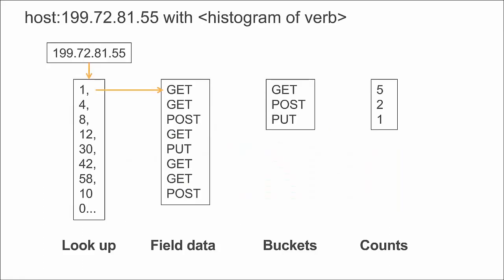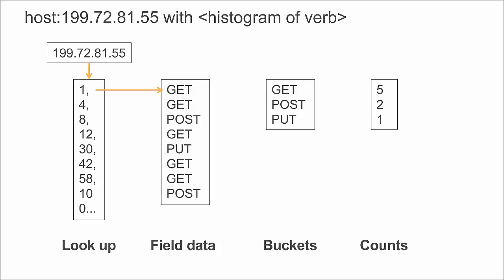Now, as I said, typically we would apply some kind of query or filter that would limit or allow us to dig into a particular data set. So in this case, we're looking at a query that is host 199.72.81.55, and we want to get a histogram of the verb for that Apache log line. So the first thing that Elasticsearch would do is look up the host IP there in the index and pull a collection of documents that are for that host. It would then look in the field data for the verb, and we can see here there's gets and posts and puts. It would create buckets for the values there, get, post, and put, because those are the unique values within there.